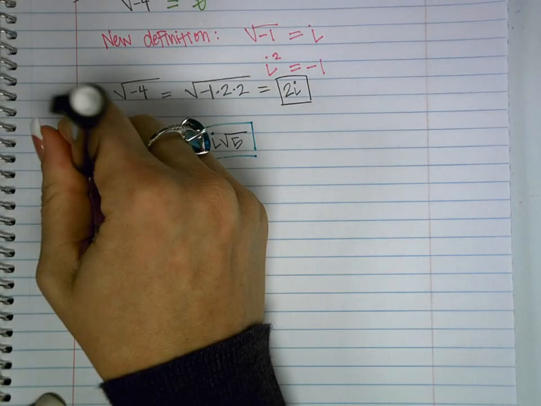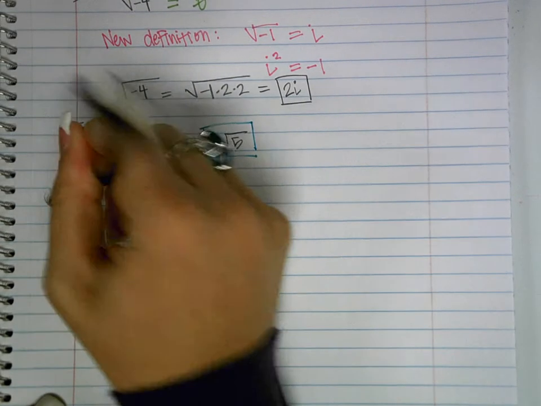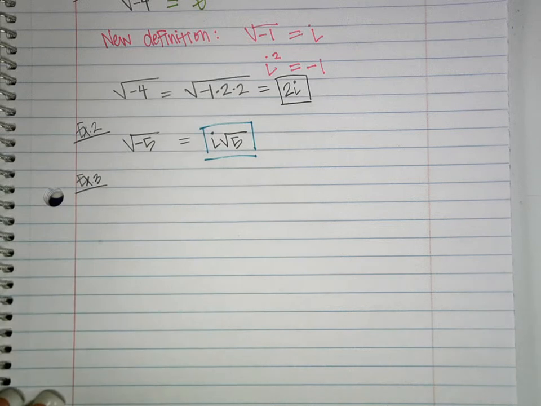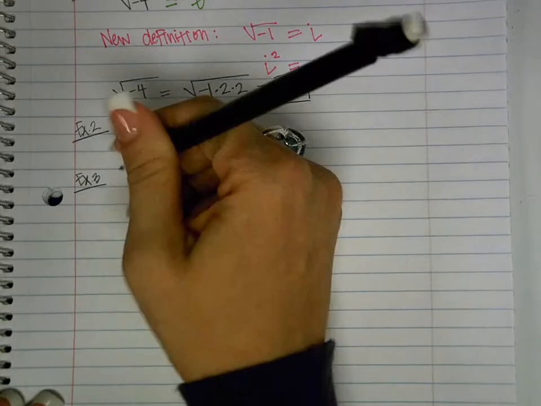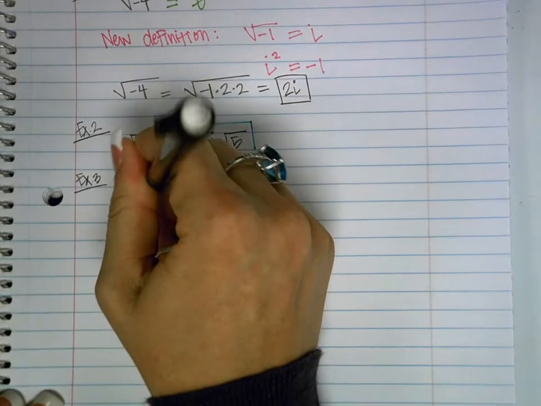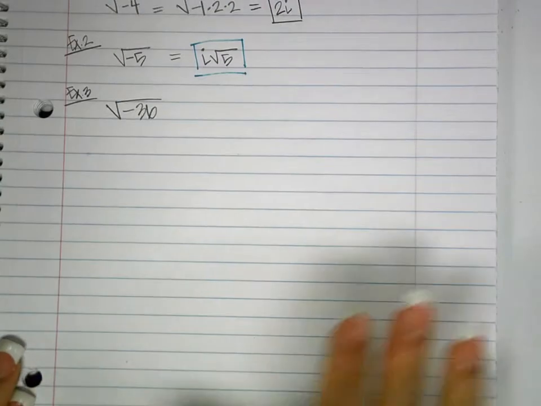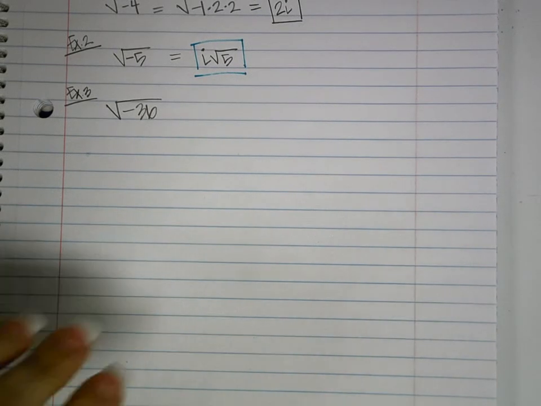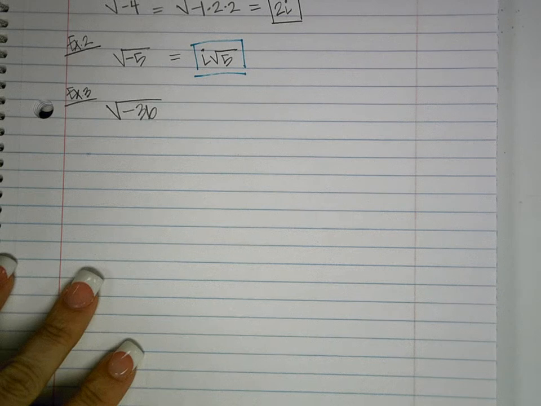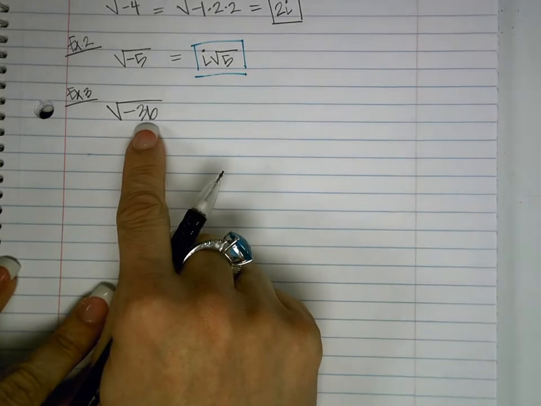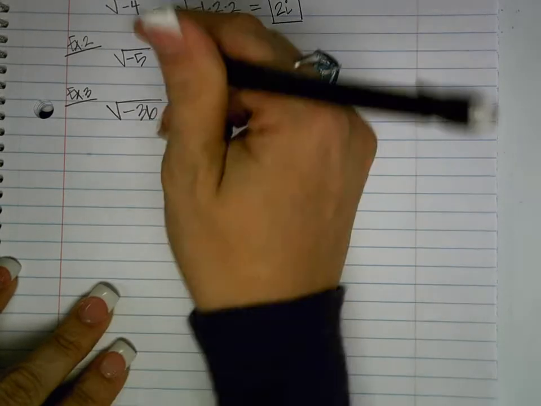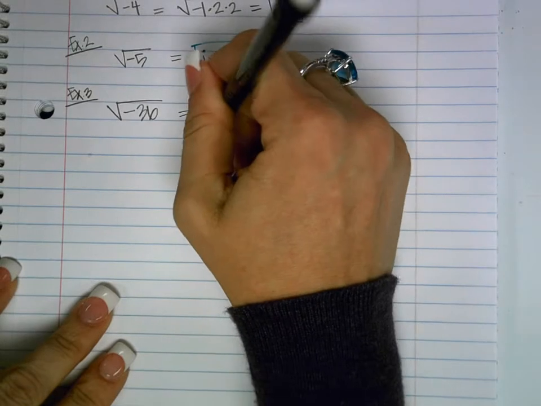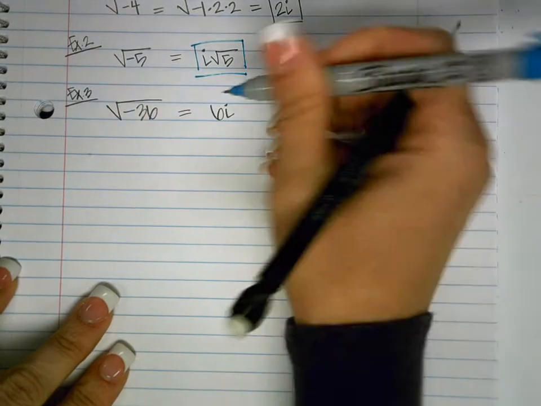Let's try another one. I know this is a new concept, but just hold on for a minute here. Now I want you to take the square root of negative 36. We know anytime there's a negative, you're going to be able to take out an i. Now, do you know what is the square root of 36? 6. So this becomes 6i as an answer.